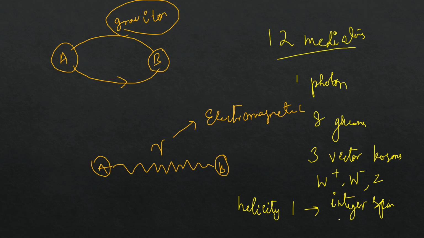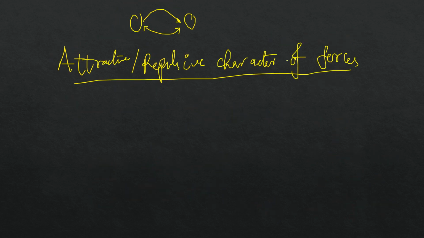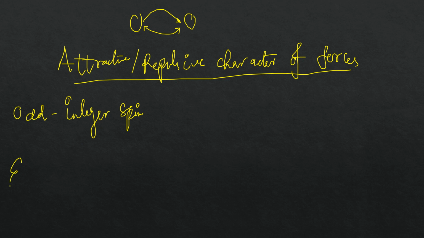So now from here we can see integer spin and half integer spin. What does it mean? This one here: first is odd integer spin particles, and what? Even integer. Odd integer spin particles and even integer spin particles.